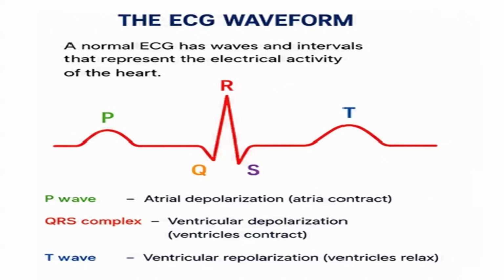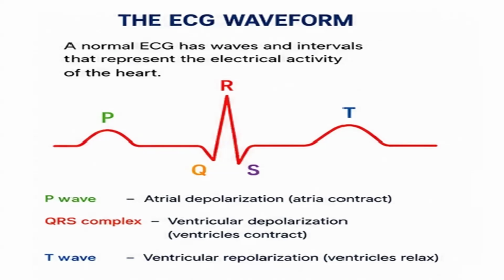The first visible wave is the P wave. It represents atrial depolarization, meaning the electrical activation of both atria before they contract. Normally, the P wave is smooth and upright in most leads.